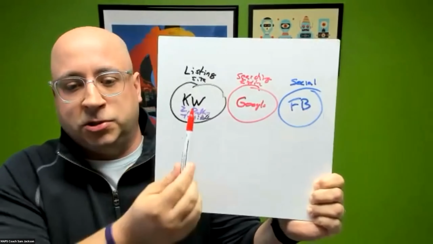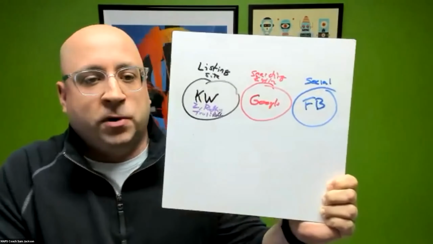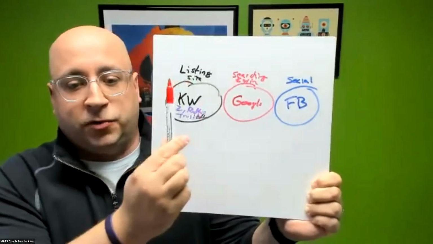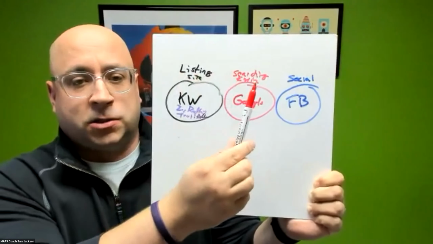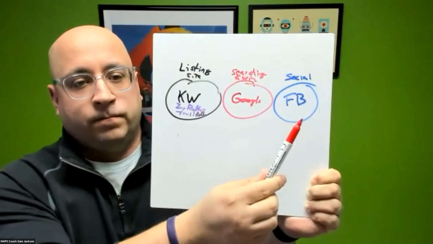So we look at the big players. It's usually Zillow, Google, and Facebook where we can get online leads. But to really break it down, our 3 buckets are listing sites, search sites, and social media.